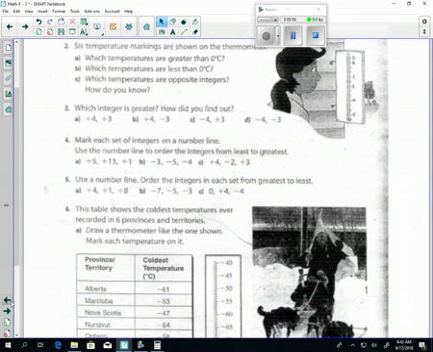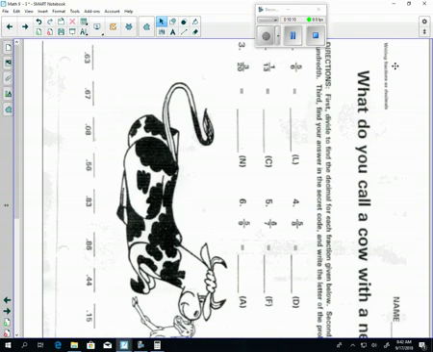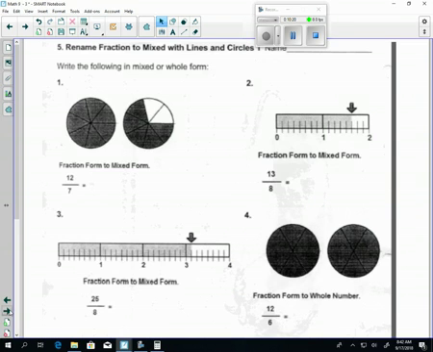There's duotang page 8, again working with integers and numbers from greatest to least, least to greatest. Then we have converting fractions to decimals. And then we work with mixed fractions. So we have 12 and 7ths. We have to change that to a mixed fraction.